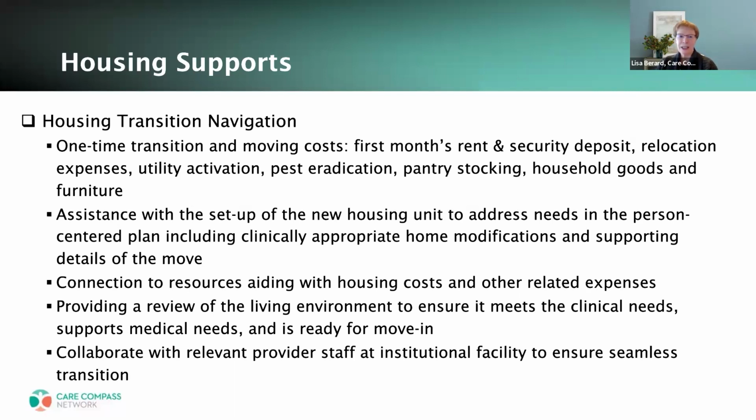Connection to resources aiding with housing costs, and providing a review of the living environment. So going in and ensuring that that environment does meet the clinical and medical needs and is ready for move-in. And for those individuals transitioning out of institutional facilities, to collaborate with staff from those facilities to ensure a seamless transition to the community residents.